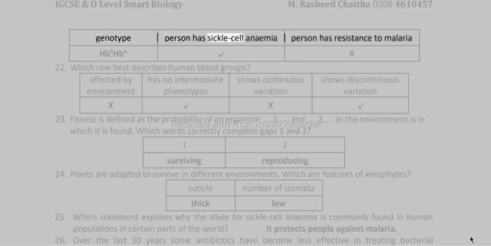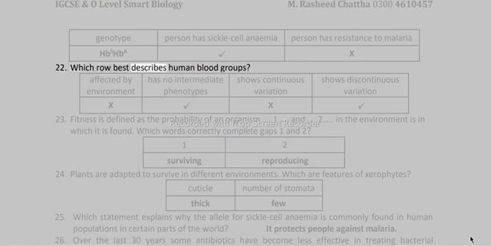Genotype HbS HbA: person has sickle cell anemia, person has resistance to malaria. Question 22. Which row best describes human blood groups? Affected by environment, has no intermediate phenotypes, shows continuous variation, shows discontinuous variation.